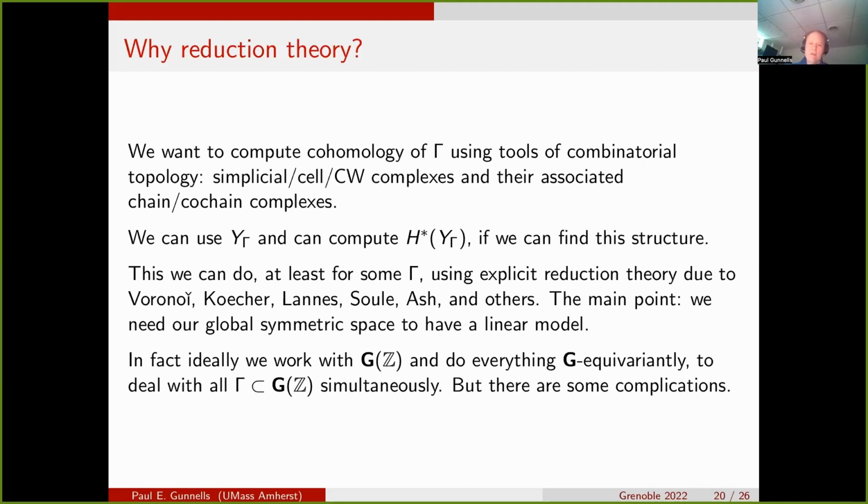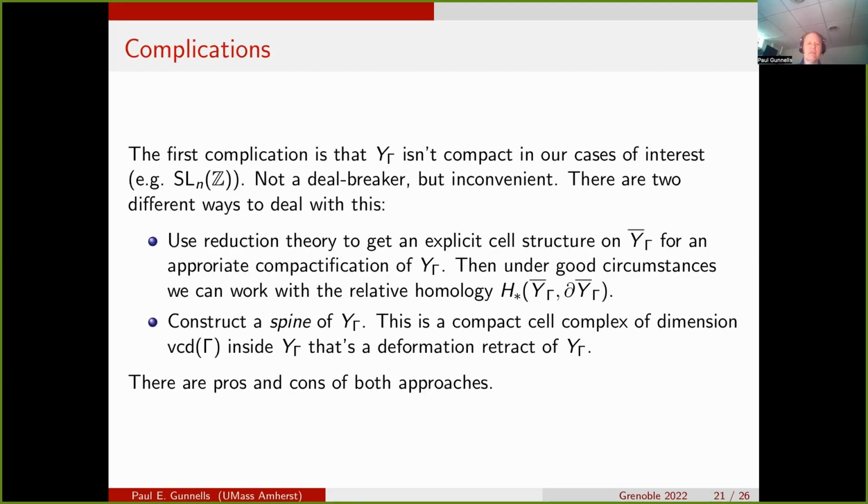Just like we did with the compactifications, we want to somehow be able to work with all arithmetic groups simultaneously for a given algebraic group G. So that means we don't try to focus on finding an explicit complex for one particular Y gamma. We try to find some structure on D that's gamma equivariant, and we work with that. Okay, but there are some complications.